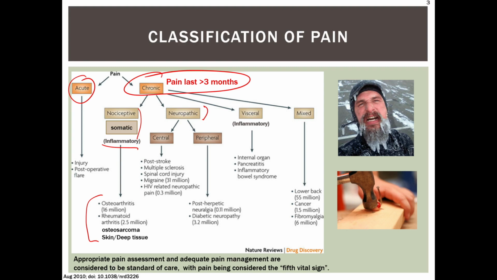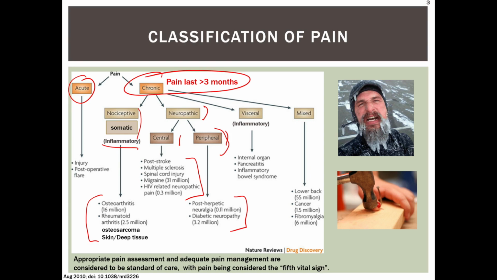And so it can occur from a central mechanism as a result of a stroke or neurodegenerative disease like multiple sclerosis, spinal cord injury. And then peripheral neuropathic pain is usually the result of either an infection, a viral infection, in this case post-herpetic neuralgia, or diabetic neuropathy, and that is that the origin of the pain is coming from some peripheral source, and we'll talk a little bit more about what that is in a moment.